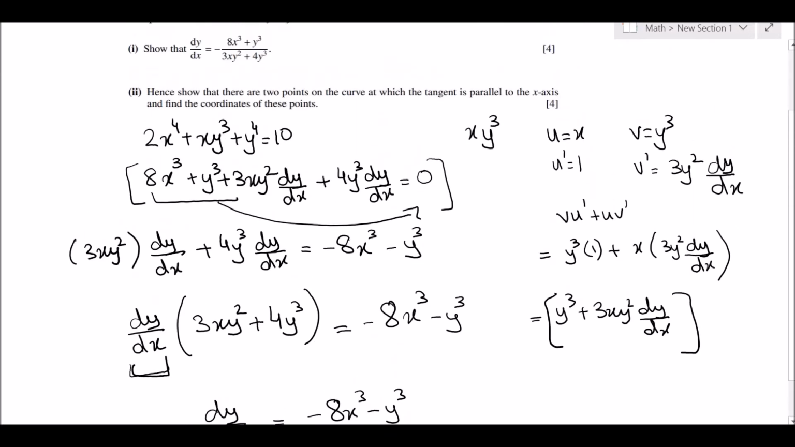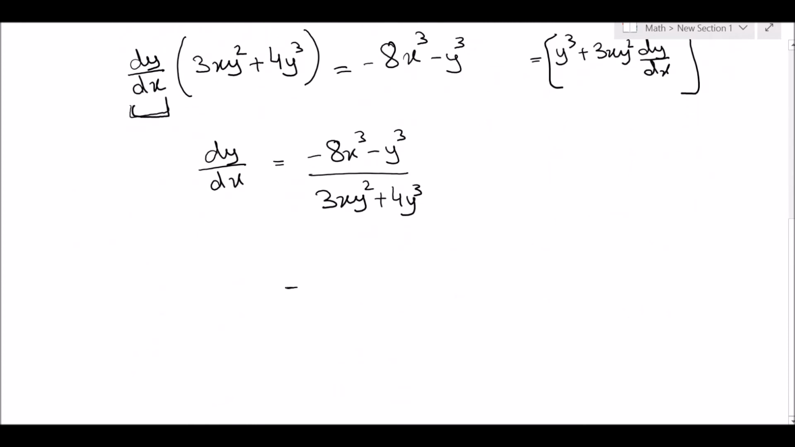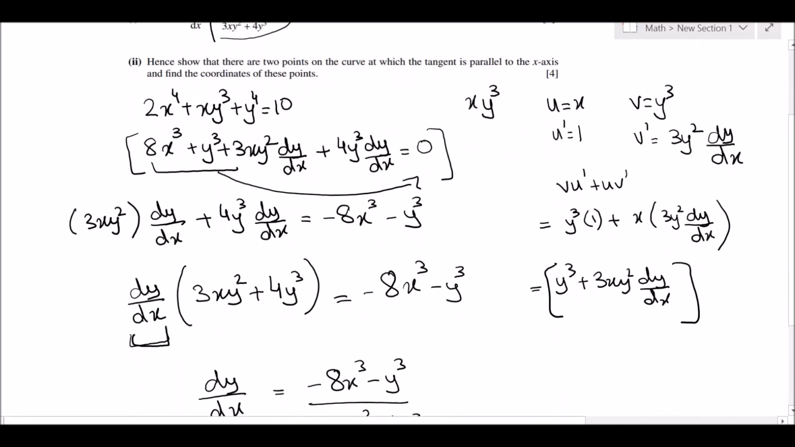Now in the question we can see that it's plus y cube. So it means we're going to have to factorize. So after factorizing, this is what we're going to have. So this is our final derivative. Now for part 2 it says, hence show that there are 2 points on the curve at which the tangent is parallel to the x-axis.